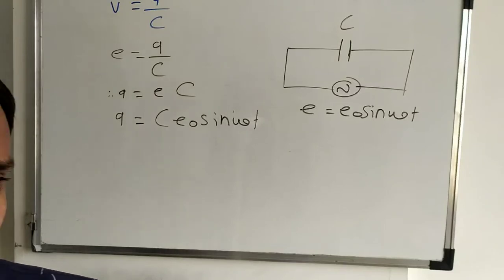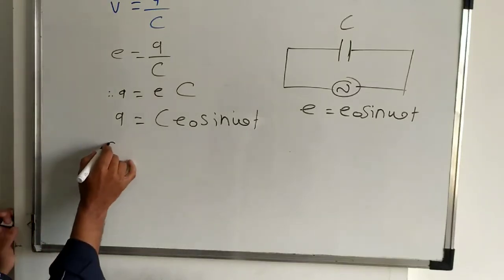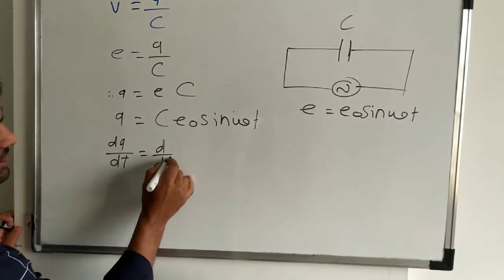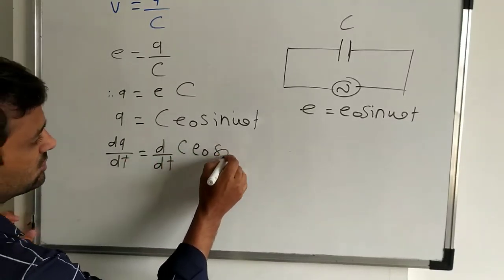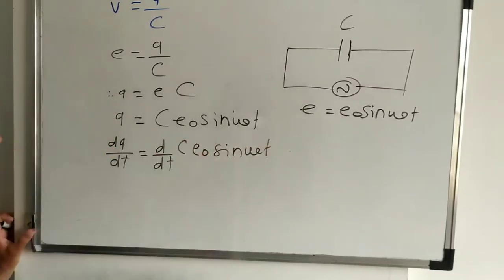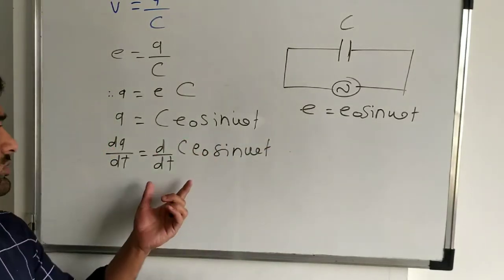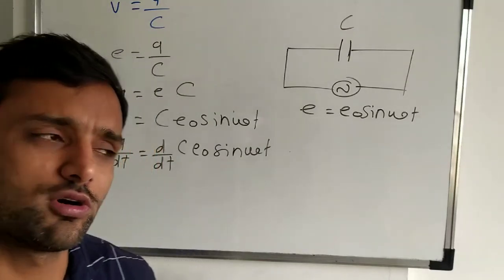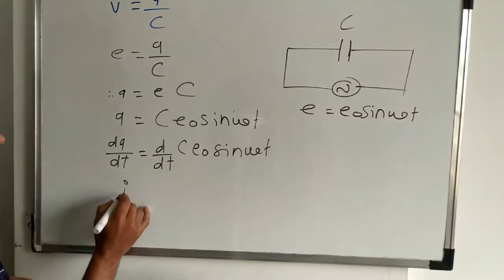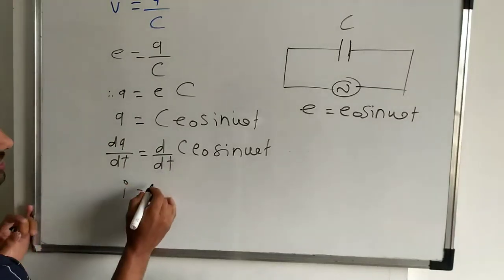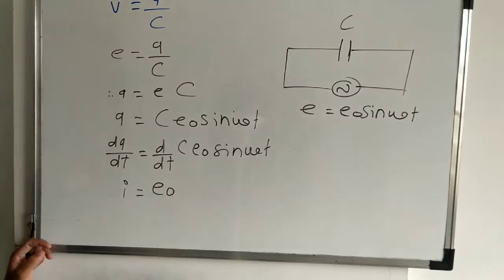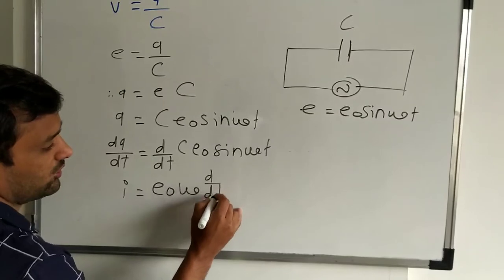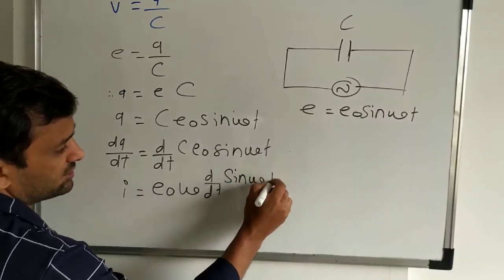Take the derivative on both sides, then we can write dq by dt is equal to d by dt of C E naught sin omega t. What is dq by dt? It is the rate of flow of charge, which is nothing but the current. The current is equal to, with the constant terms C E naught and omega taken outside, the derivative of sin omega t.